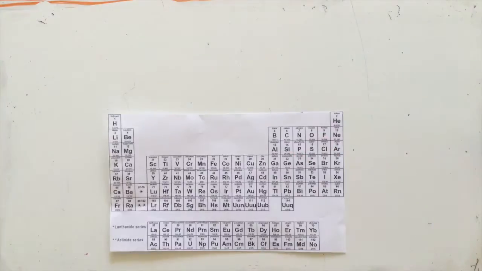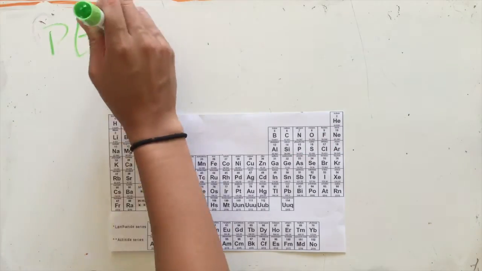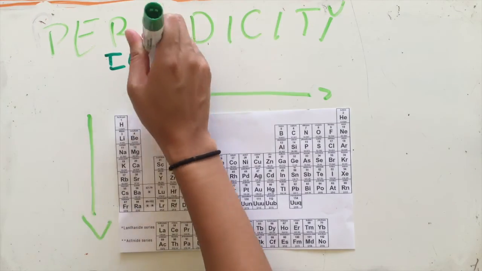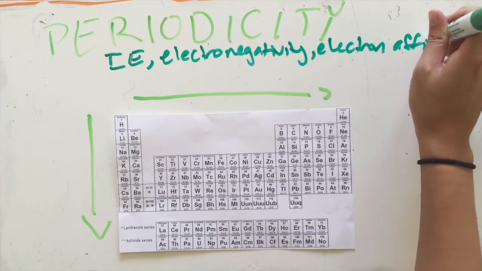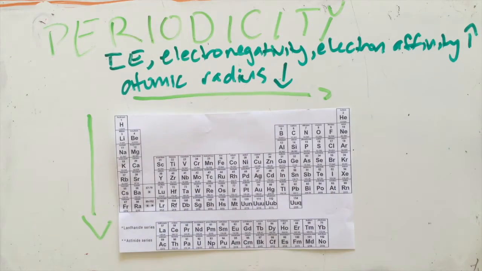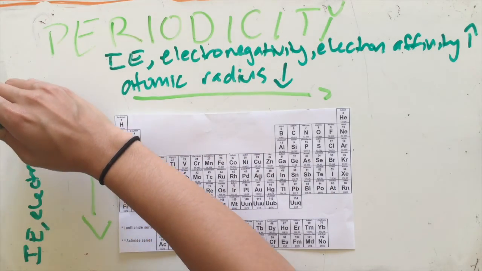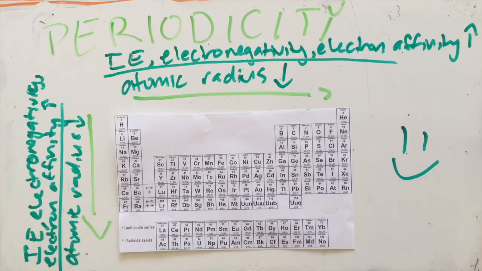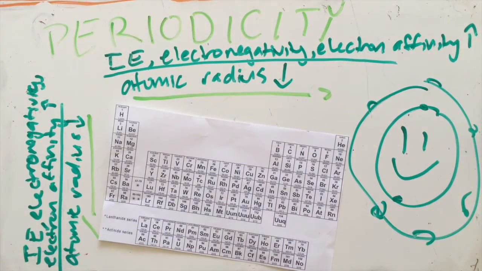To sum it up, the periodic trends depend on where the elements are in the modern periodic table. As we go across a period, the ionization energy, electronegativity, and electron affinity increase. The atomic and ionic radius decreases. As we go down a group, the ionization energy, electronegativity, and electron affinity decrease. The atomic and ionic radius increases.